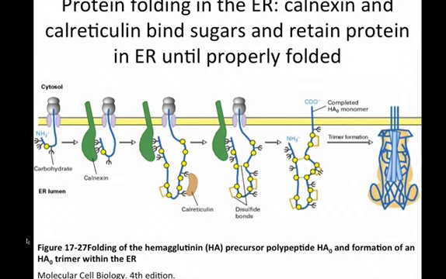Okay, so we've got proteins that are folding and sugar groups that are added. So calnexin and calreticulin are proteins that live in the ER, and they bind to sugars, these big sugar groups that we added with the glycosylation. And they retain the proteins in the ER until they're properly folded, right? Because we don't want misfolded, unfolded, or not properly folded proteins leaving the ER.